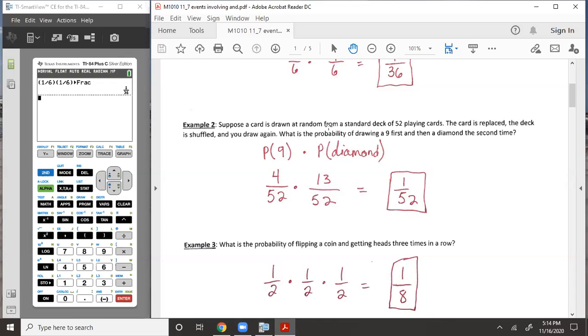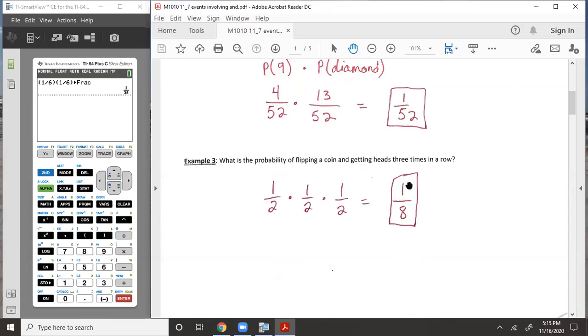The probability of drawing a 9 is 4 over 52. The probability of drawing a diamond is 13 over 52. And the probability of drawing a 9 and a diamond is 4 over 52 times 13 over 52. And this is equal to 1 over 52 as a reduced fraction.